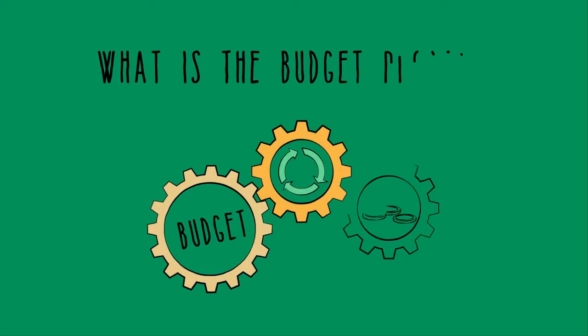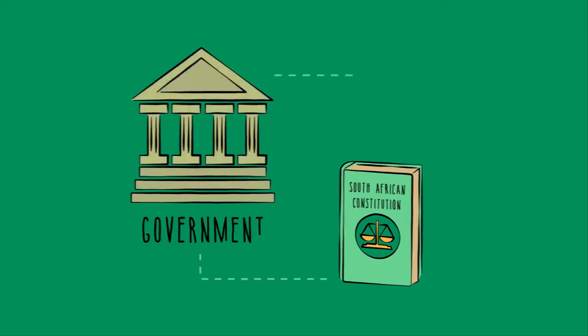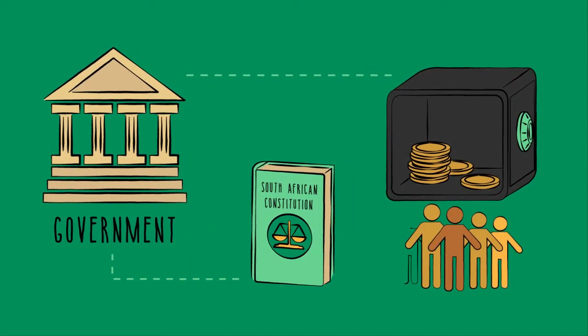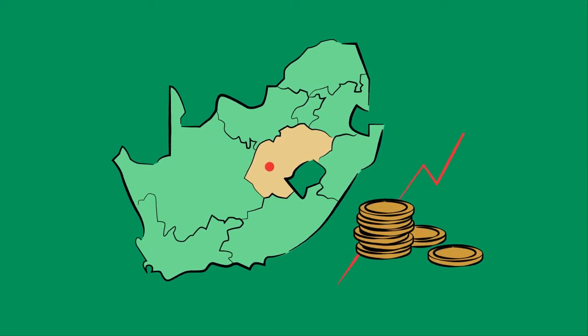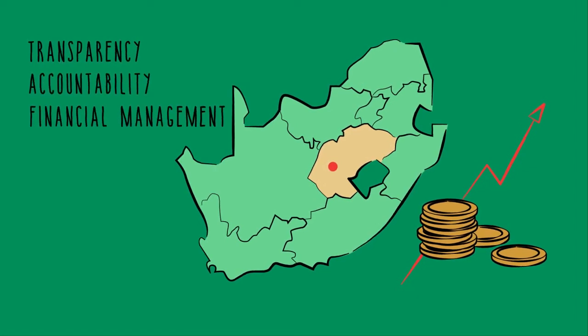What is the budget process? Sections 213 to 215 of the South African Constitution require a budget process by explaining where government income must be kept and how public money should be used. The Constitution requires that national, provincial and municipal budgets and budgetary processes must promote transparency, accountability and the effective financial management of the economy, debt and the public sector.